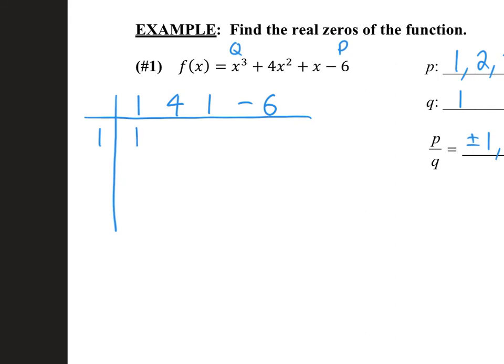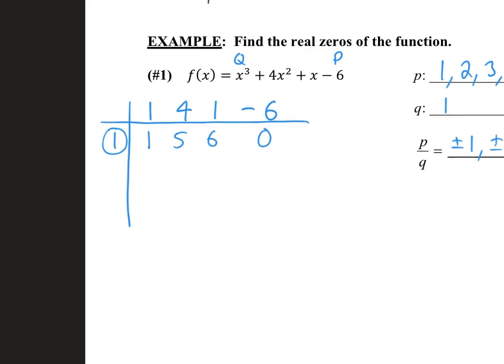So we bring down the 1 first. Very nice. 1 times 1 is 1. 4 plus 1 is 5. 1 times 5 is 5. 1 plus 5 is 6. 1 times 6 is 6. Negative 6 plus 6 is 0. So this one actually is our first actual zero we found, which is great.